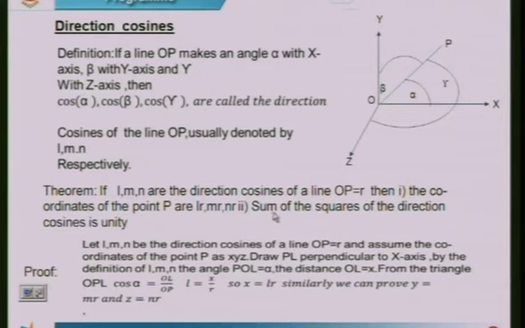And another very important property, throughout solid geometry we will use it: the sum of the squares of the direction cosines of any line is always unity. That is l squared plus m squared plus n squared equal to 1. And you may expect this in the examination.